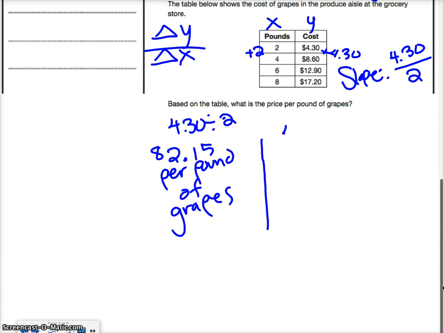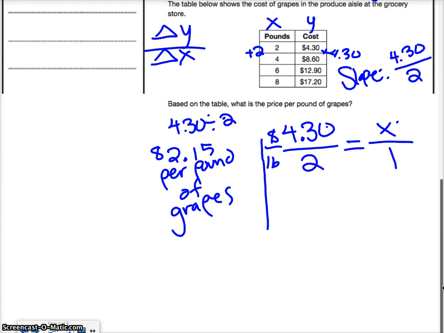Strategy number 2 would have been 430 is to 2 pounds as how much is for 1 pound. So I'm talking about money and pounds. So 430 is to 2 pounds as how much is for 1 pound. A lot of kids like proportions too. Whatever strategy you like, you're going to end up with the same answer.